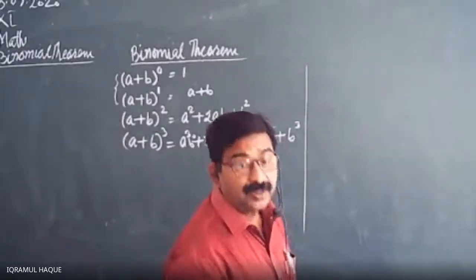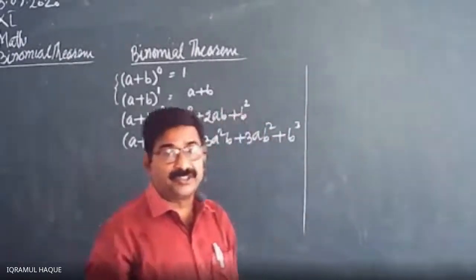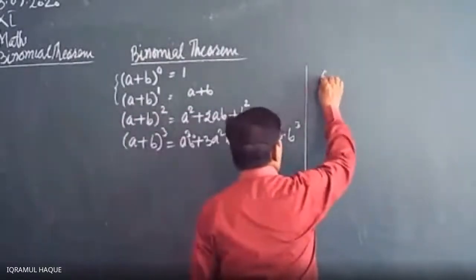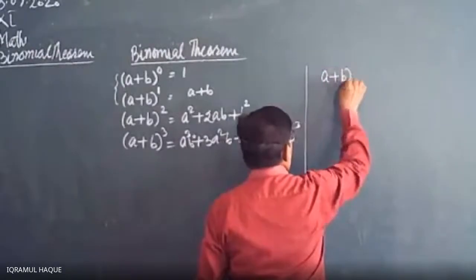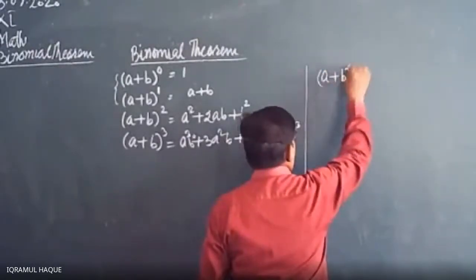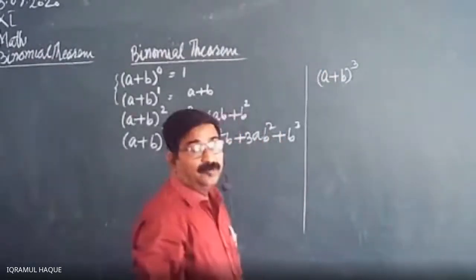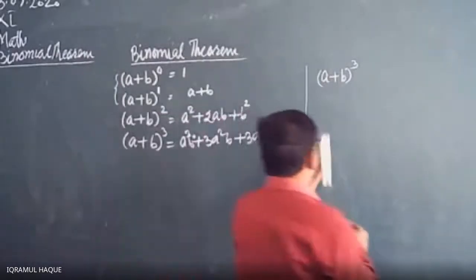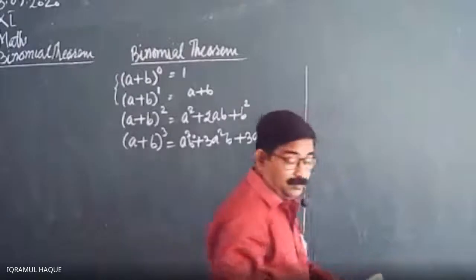We use the method of combinations. The method of combination I am showing you, like suppose (a + b) to the power 3. How do we write it? First I am showing the general term.